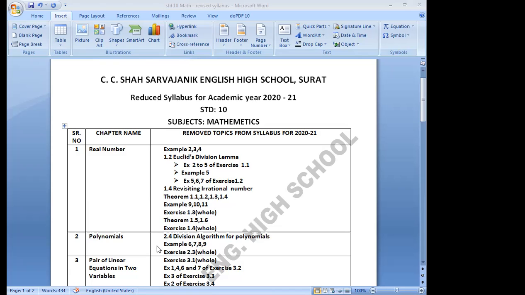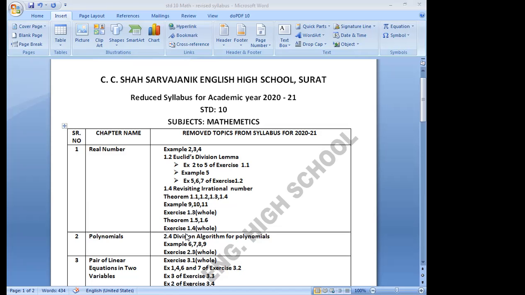Exercise 2.1, the whole exercise. It has only one question and 6 sub-parts in question number 1 of exercise 2.1. The entire exercise is included in the examination. On the same page 28, 2.3, relationship between zeros and coefficients of a polynomial is also included. Students, take note of it. What is included and what is excluded, I mentioned it clearly. 2.3, relationship between zeros and coefficients of a polynomial is included, along with exercise 2.1.